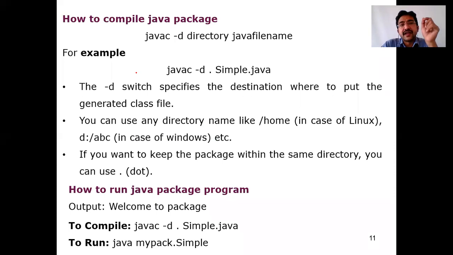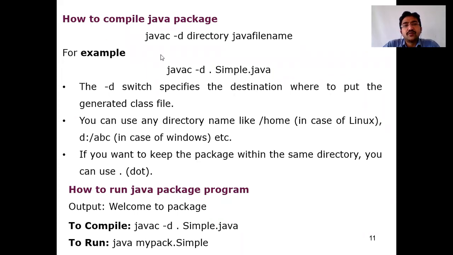Class path is nothing but this: when you compile a Java program, whether it has a user defined package or a predefined package, it will generate a class file. Agree? So where will it be set? Compiling a normal Java program is different from compiling a user defined package Java program. Compiling a normal Java program is javac space filename.java. When you compile a user defined package Java program, it has to be compiled in a different way. What is the different way? We will see now.